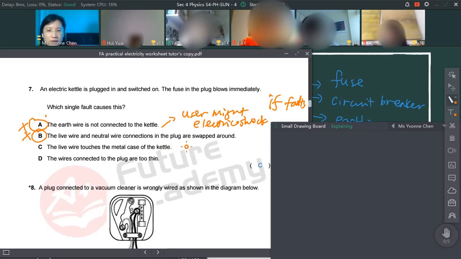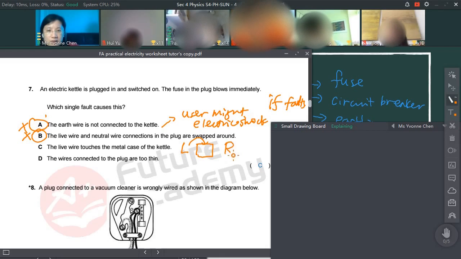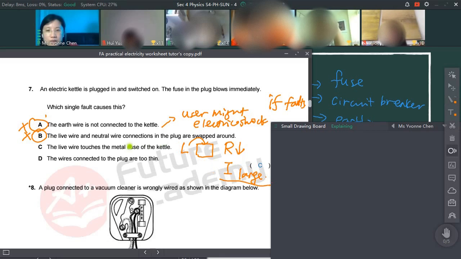Then for option C, when the live wire touches the metal casing of the kettle, the live wire will go to the metal casing. Then the resistance is very, very small, so the current is going to be large. Because when the live wire touches the metal casing, the resistance in the circuit is very small, so the current is very large. This is the correct answer. Then option D, the wires connected in the plug are too thin.